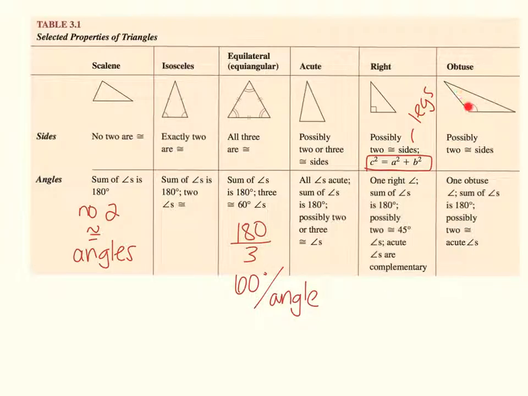Last but not least, we have our obtuse triangle. In the obtuse, we could have 2 congruent sides, right? These two could be congruent. We don't know. We're going to have 1 obtuse angle and 2 acute angles, and then they all add up to 180 degrees.